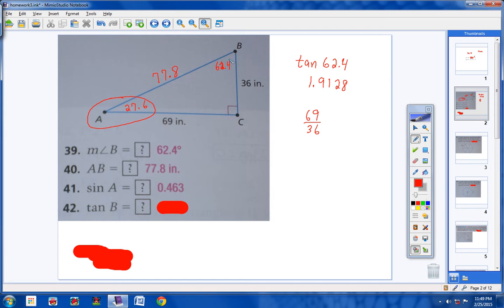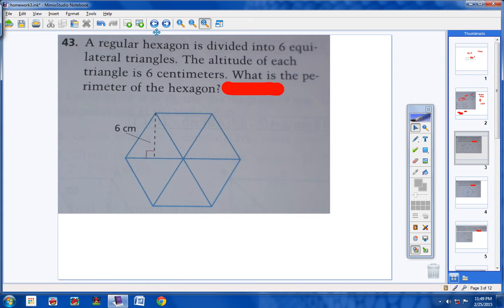Because if you're trying to find the tangent of angle B, then you would circle angle B. This would be your opposite side. This would be your adjacent. So the tangent of B would be opposite 69 divided by 36. And you would get 1.9167. So you can see they're only off by about 4/1000th of a point. Okay? Alright. So either one of those two ways is acceptable. Alright. Let's go ahead and continue on to numbers. Number 43. This is a really great thinking problem.